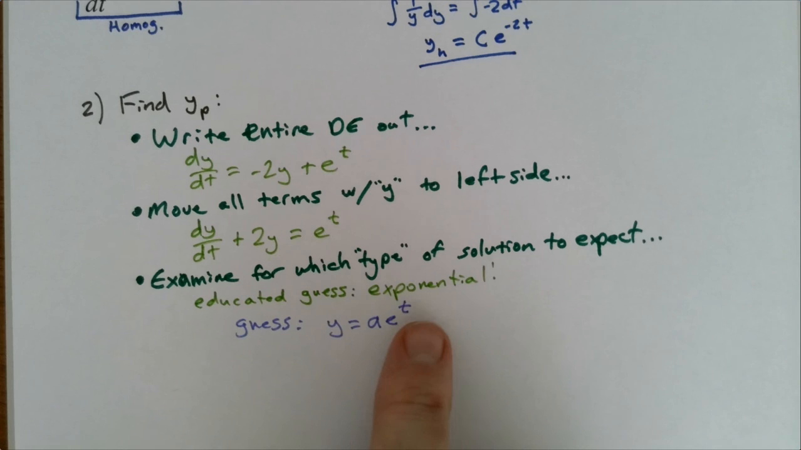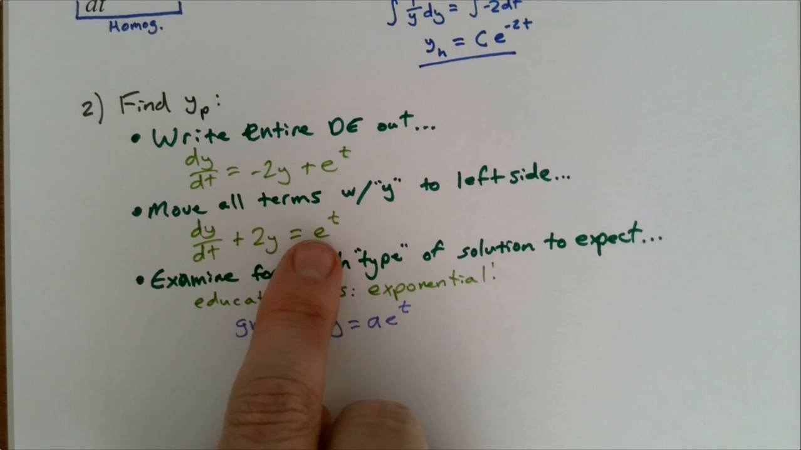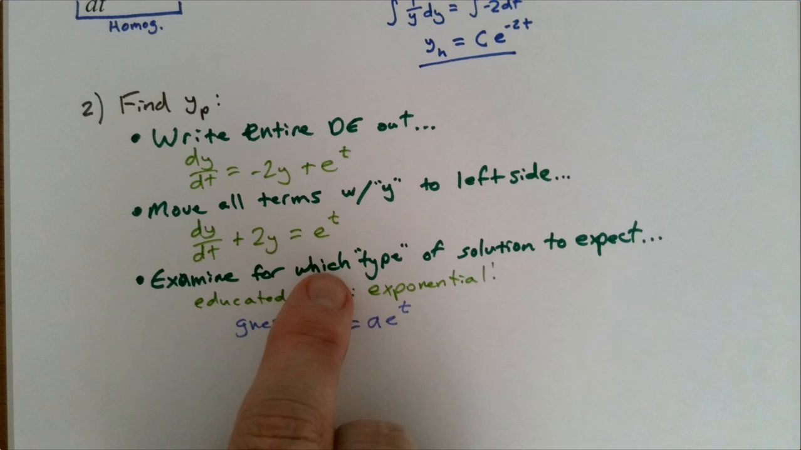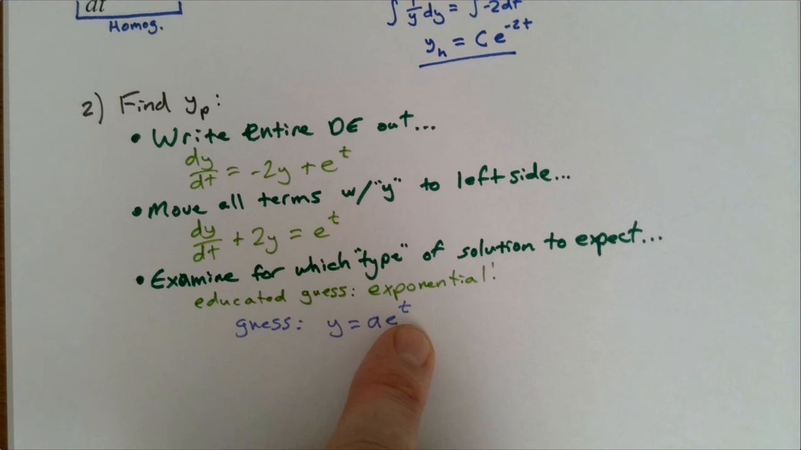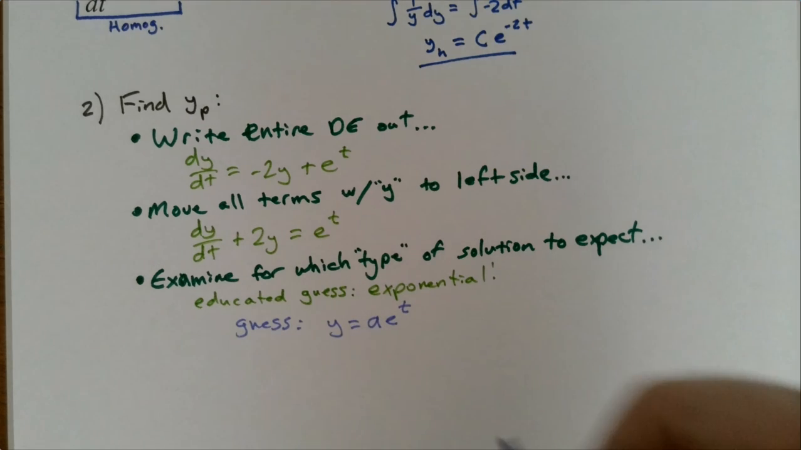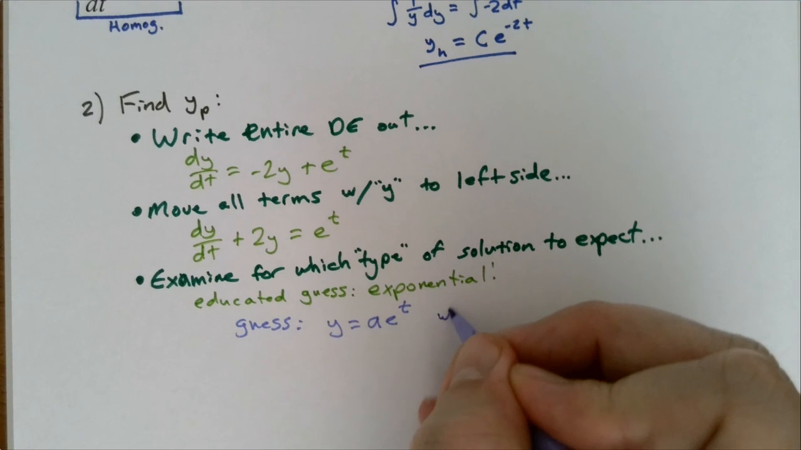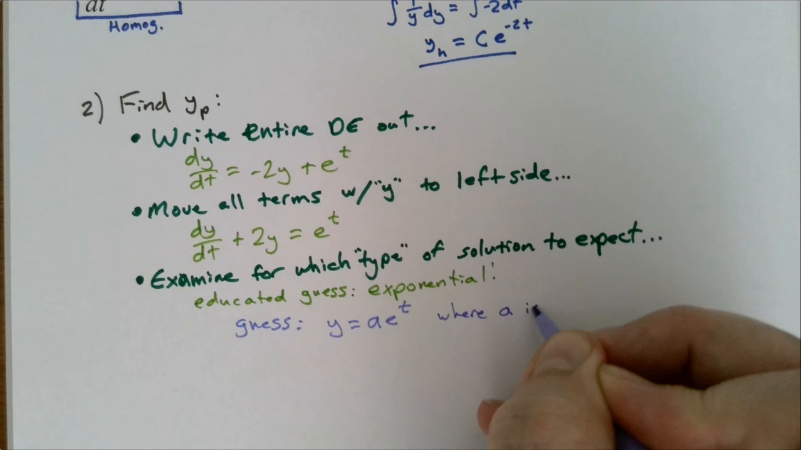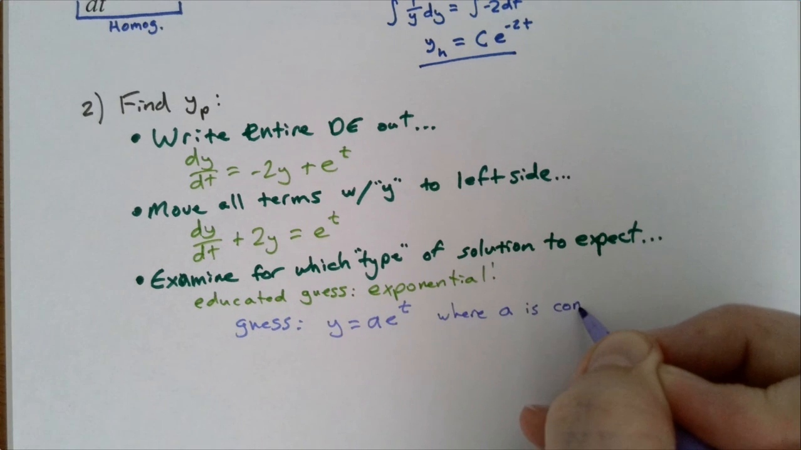Now you might think, well, why is it just e to the t? Why not e to the at? The problem is that when I take the derivative of e to the t, I don't actually change the upstairs at all, right? So e to the t is its own derivative kind of thing. So I'm just going to stick a constant, and that's where that undetermined coefficient moniker comes from. A is that undetermined coefficient. So I'm just going to say where a is a constant.